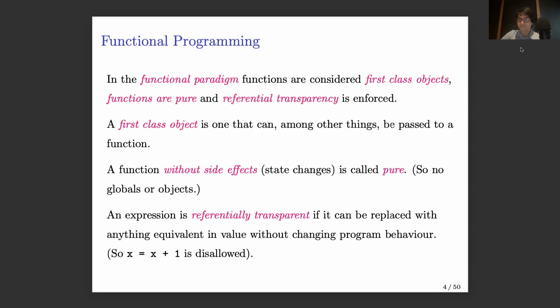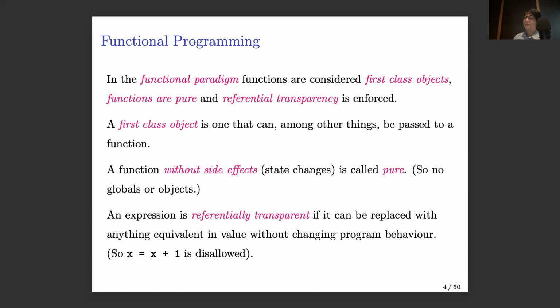So in particular, what is functional programming? Well, functional programming is a paradigm where functions are considered first-class objects, functions are pure, and referential transparency is enforced. That's the strict definition. So what do these words mean? A first-class object means that it's allowable input to a function. So an integer is a first-class object, a string is a first-class object, and in fact in Python, a function is also a first-class object, but this is not universal. Again, a first-class object is one that can be passed easily to a function.